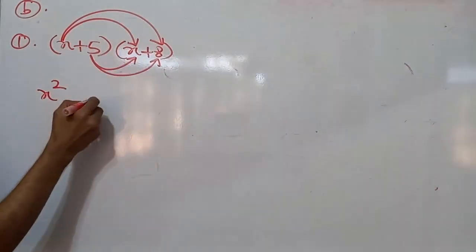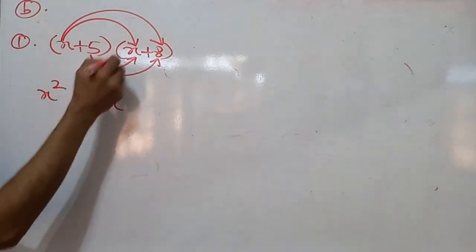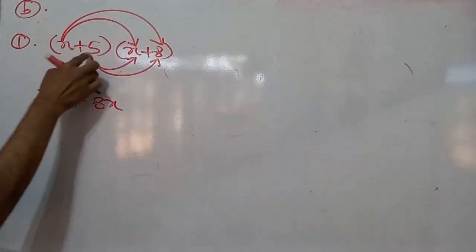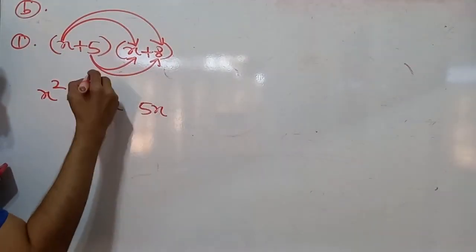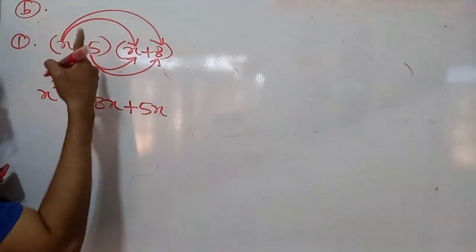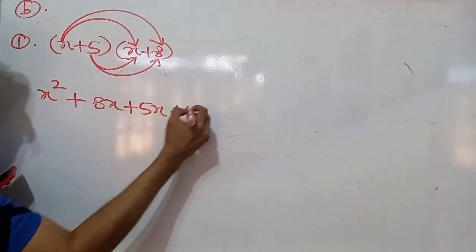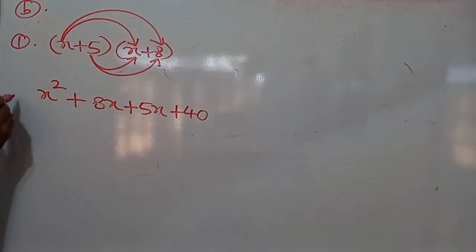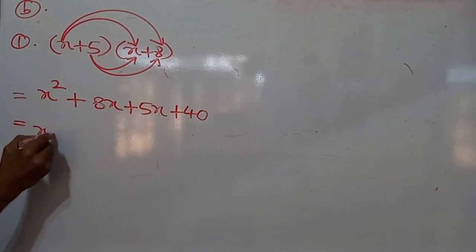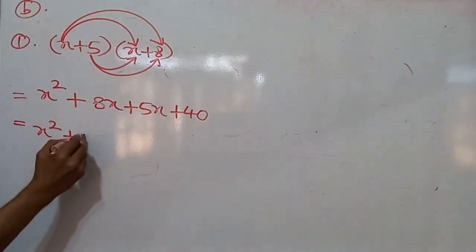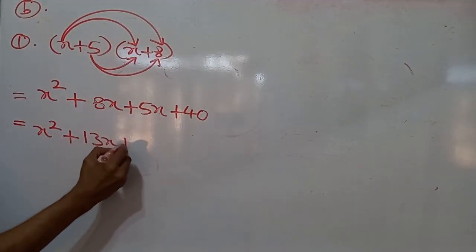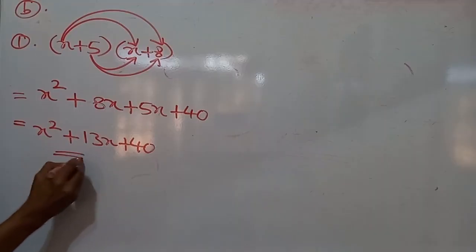X into 8, that is 8x. Positive into positive, we know that is positive. 5 into x, we know that is 5x. Positive into positive, that is positive 5x. 5 into 8, that is 40. Positive into positive, that is 40. So here we have what? X squared. 8 plus 5, that is 13x plus 40.